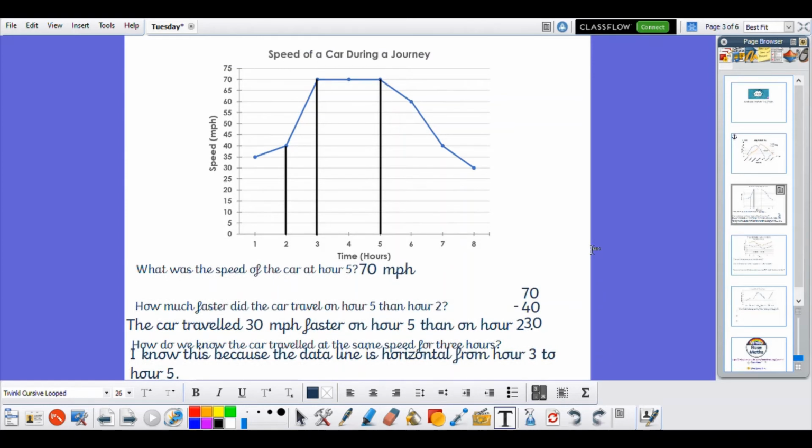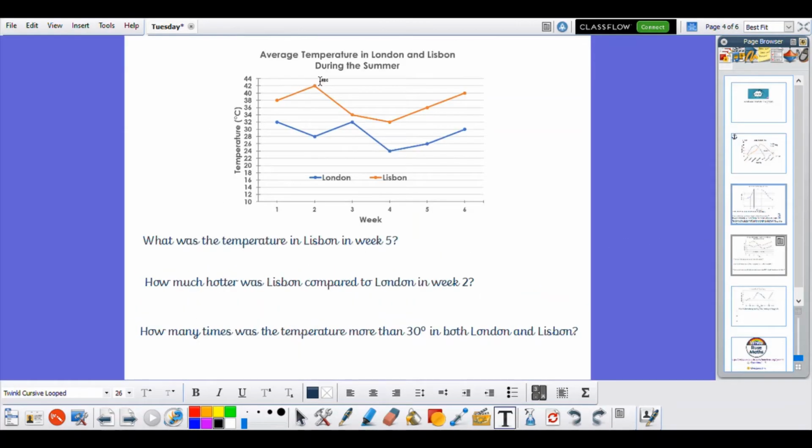Okay, so I know this because the data line is horizontal from hour 3 to hour 5. Okay, and then let's move on to the next graph. So this time I've got one that's similar to the one on my anchor, I've got 2 pieces of data represented on the same graph.